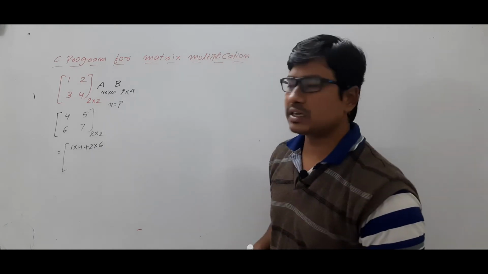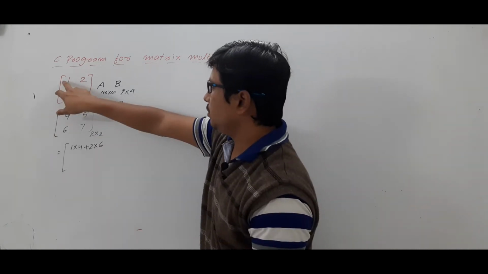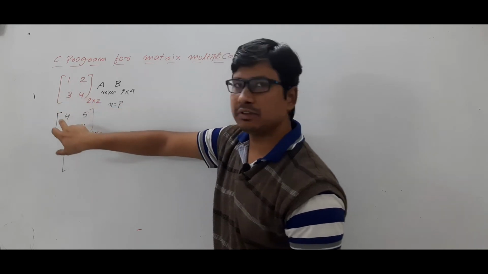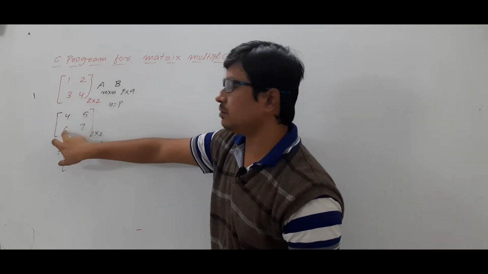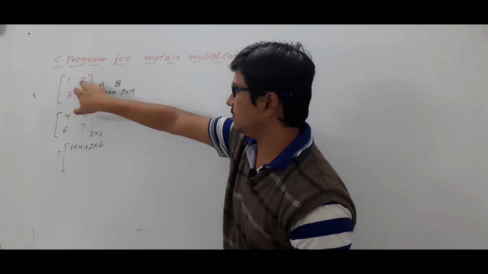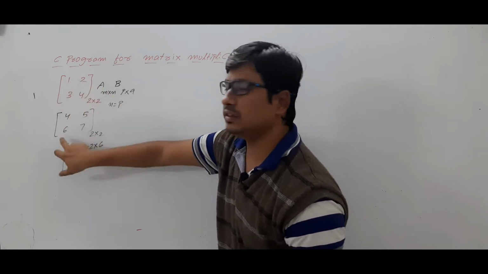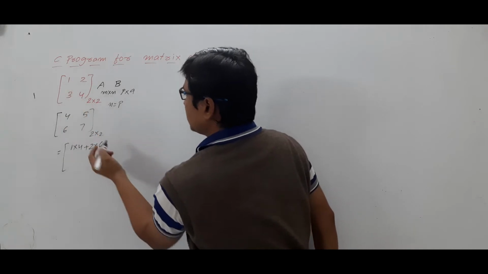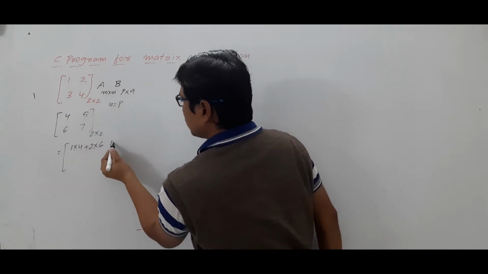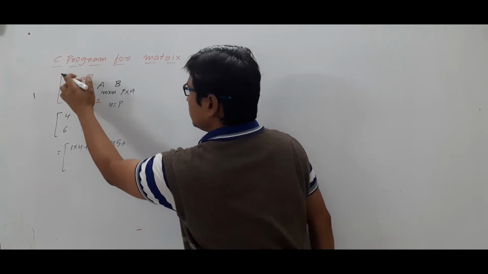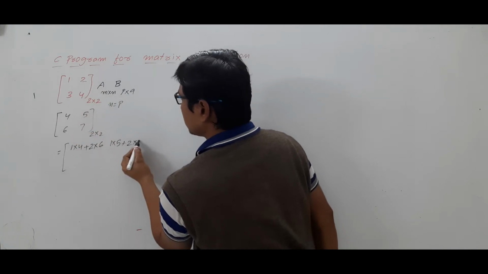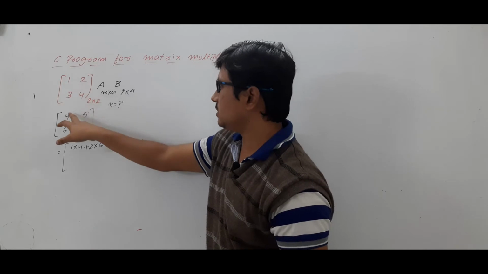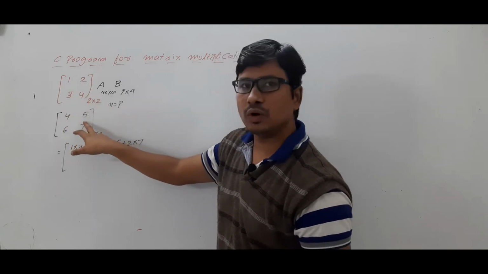Are you able to understand it or not? You need to take this row, 1, and multiply with 4. Then 2 you need to multiply with 6. So like this, row elements with column elements. Then what will be this one? 1 into 5 plus 2 into 7. Is it clear? Are you able to understand it or not? Then once it is done, this row with this column.